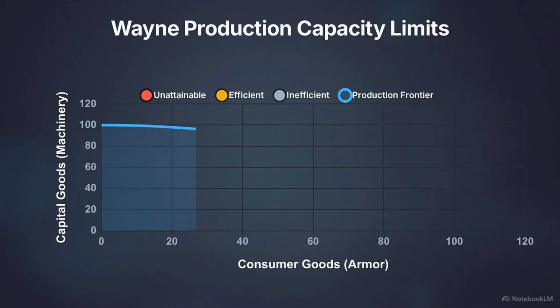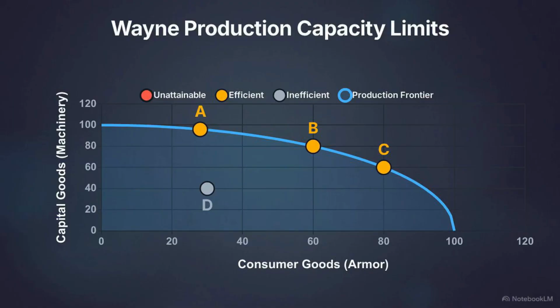Let's draw a bowed outward curve establishing Wayne Enterprises' physical manufacturing limits. Any point inside, like D, represents inefficiency and unemployed resources. Points exactly along the line represent productive efficiency with zero waste. Point F, far outside, is completely unattainable.